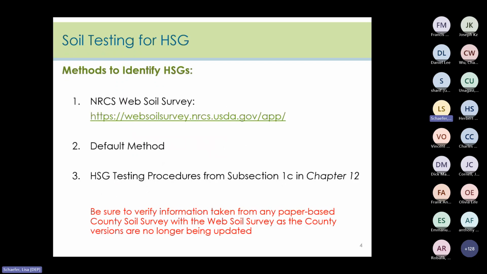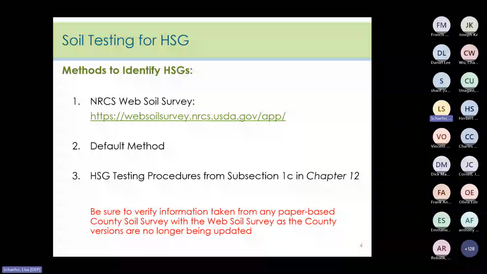So the first topic is the determination of the HSG. That's used in your selection of the runoff curve number, or CN, for the methodology developed by the Natural Resource Conservation Service, or NRCS. So there's 3 methods used to determine HSG. One is the web soil survey. 2 is the default method, and 3 are the HSG testing procedures that are found in subsection 1C of Chapter 12 of the BMP manual.